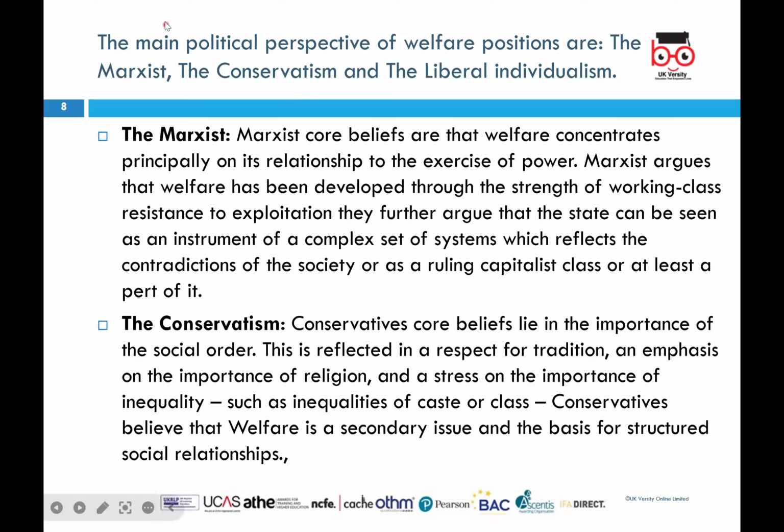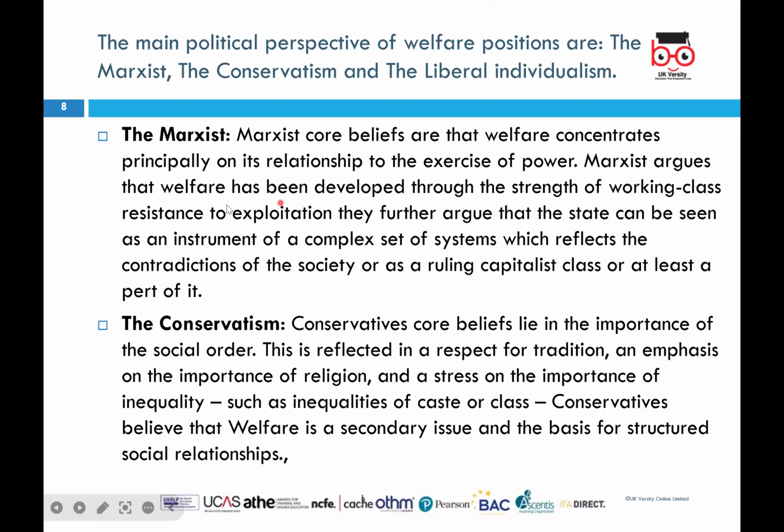So the Marxists think that welfare concentrates on its relationship to the exercise of power. So all power is related to it. And it's this strength of the working class resistance which develops the state.